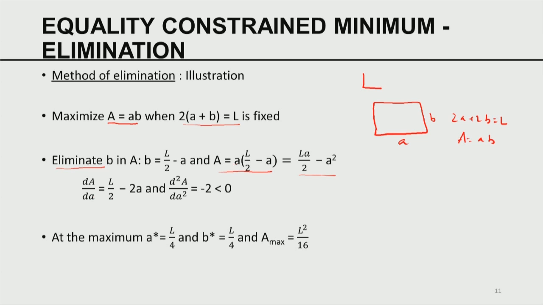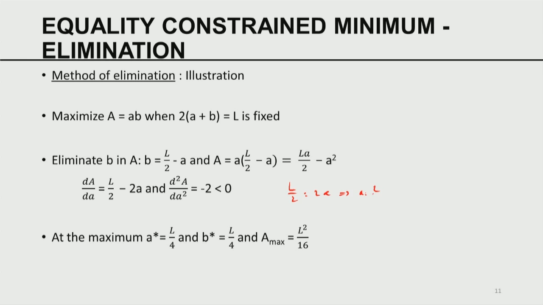You compute the derivative of capital A with respect to little a. This is the derivative. You compute the second derivative, it is negative. Second derivative positive means minimum, second derivative negative means maximum. So solving dA by da equal to 0, the first derivative is 0 means L by 2 is equal to 2A, that implies A is equal to L by 4. When A is equal to L by 4, B is also equal to L by 4. At which time the area is maximum, the maximum area is L square by 16.